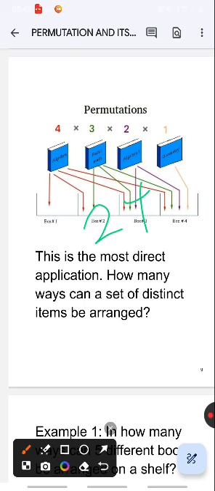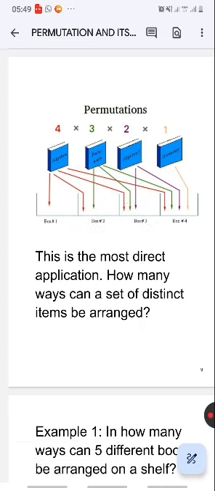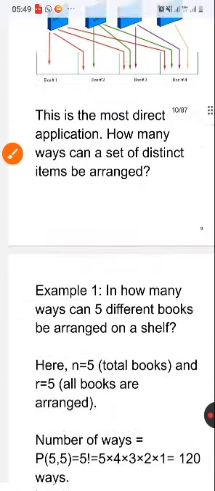Please, very, very important, for you to use this permutation, the objects must be distinct. They must be different. None is the same as the other. They are different. So let's proceed and solve some questions.